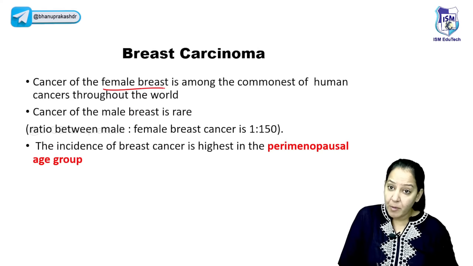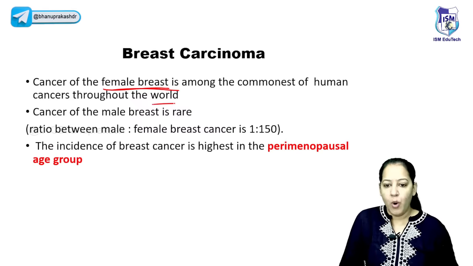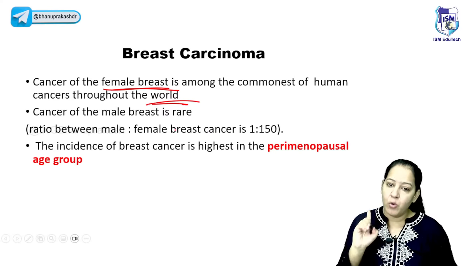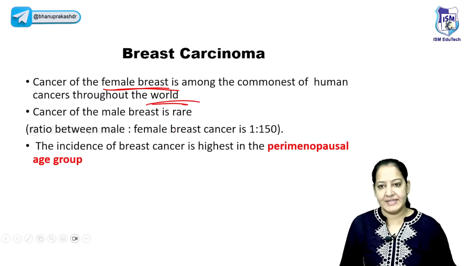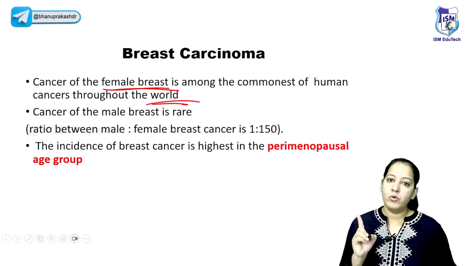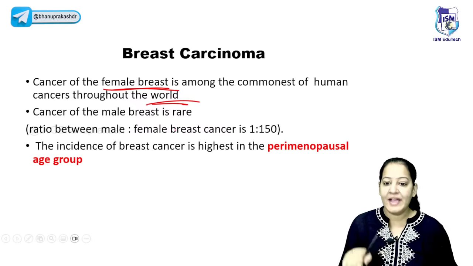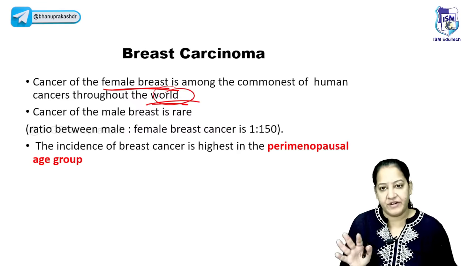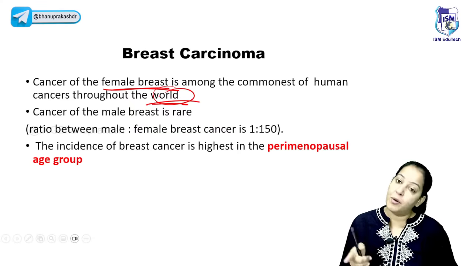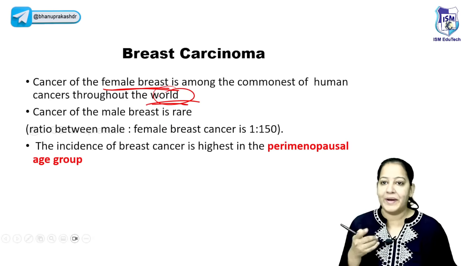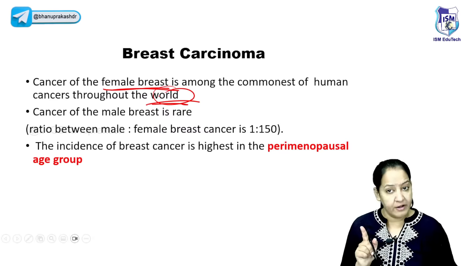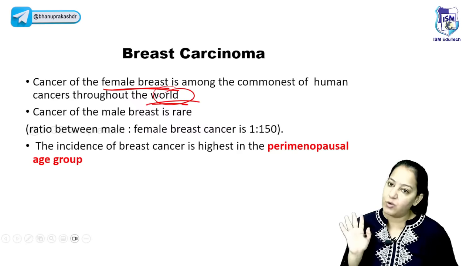Breast cancer is the most common tumor in females in the world. In the world, in humans, in females, the most common tumor is breast cancer. And in males, the most common tumor is lung cancer. Okay. In females, it's breast. I'm talking about the world. Hannah, in India, it will be different. In India, in females, the most common is cervix. And in males, it is oral cancer. Right. But in the world, the most common cancer in females is always breast.